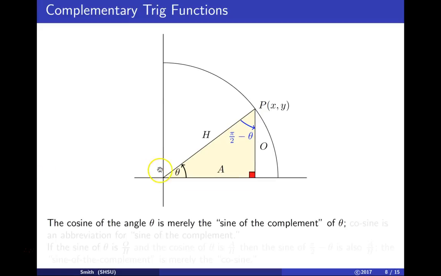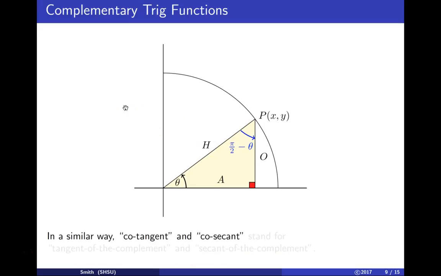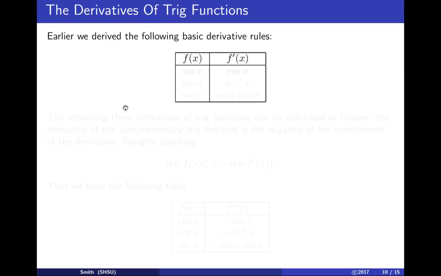The cosine of an angle, theta, is the sine of the complement. Cosine is the abbreviation. What it means is sine of complement. If the sine of this angle is the opposite over the hypotenuse, and the cosine is the adjacent over the hypotenuse, then the sine of the complementary angle would be the angle opposite to it divided by the hypotenuse. The sine of the complement is the complement of the sine. Same way, cotangent will stand for the tangent of the complement. Cosecant will stand for the secant of the complement.